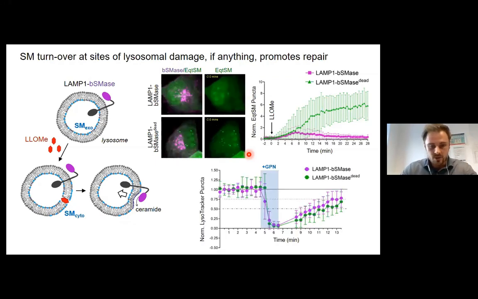I have also already used the construct to test for lysosomal repair and found that, if anything, sphingomyelin turnover promotes repair, but the effect is very minor and not significant, which potentially could be explained by saying that cells already have a well-equipped repair machinery, and now our plan is to disrupt the endogenous repair pathways to increase a potential dependence on the sphingomyelin-dependent repair.